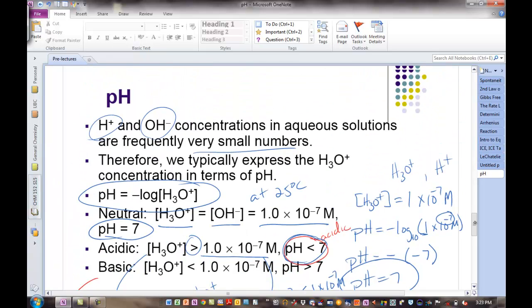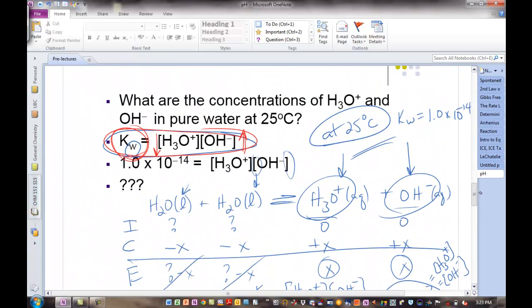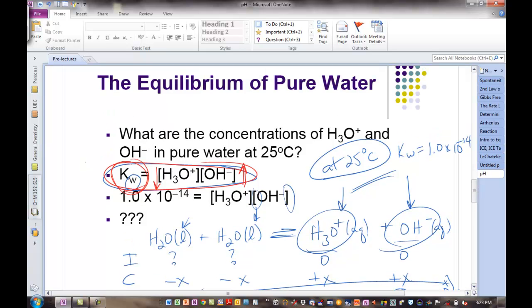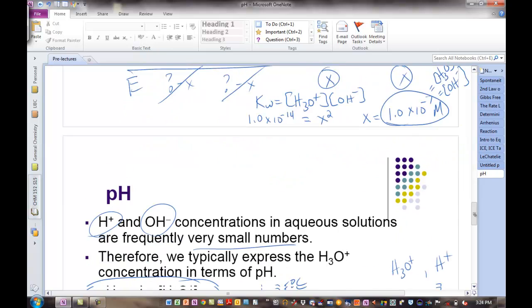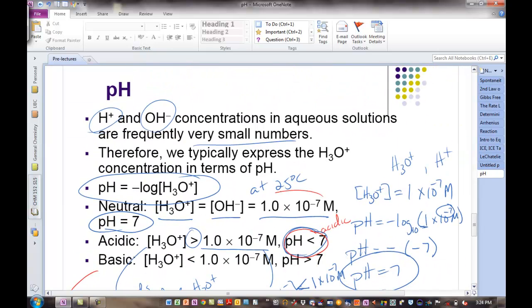Now, in the pre-lecture quiz, you'll definitely have some questions with Kw. You might be asked, given Kw and hydronium, to solve for hydroxide. You'll probably have a question that just has to do with what's a neutral pH or what's a neutral hydronium, what's an acidic hydronium. That gets into the 1 times 10 to the negative 7th. At 25 Celsius, they're equal. Acidic, you have more hydronium. Basic solution, you have less hydronium, more hydroxide.